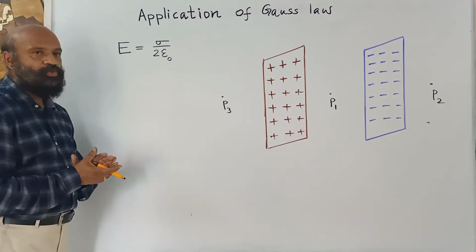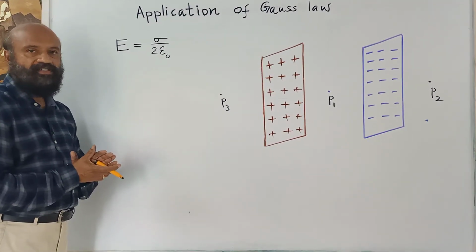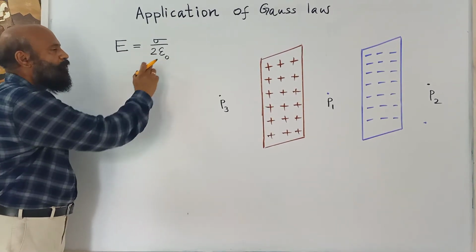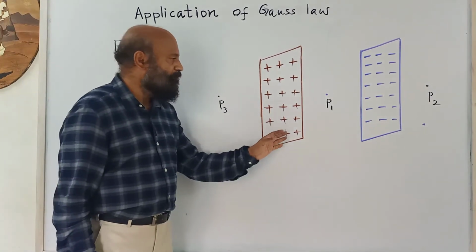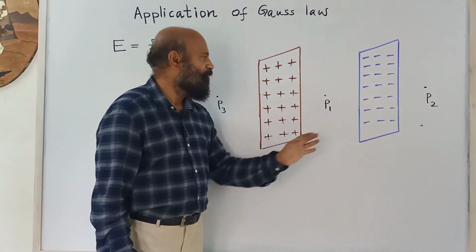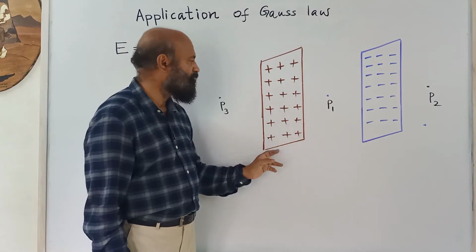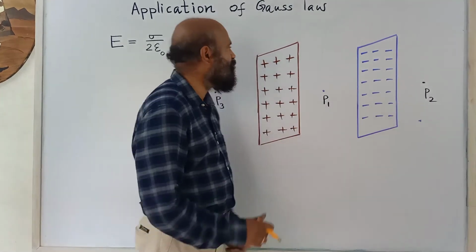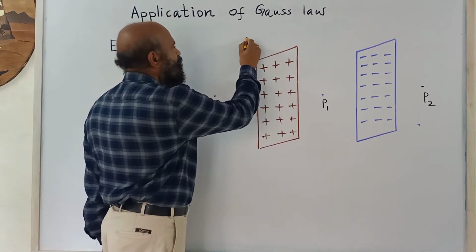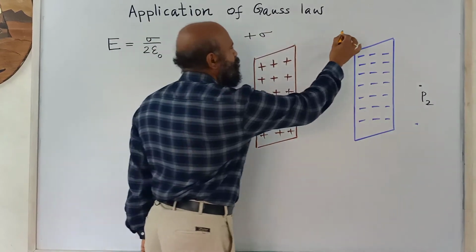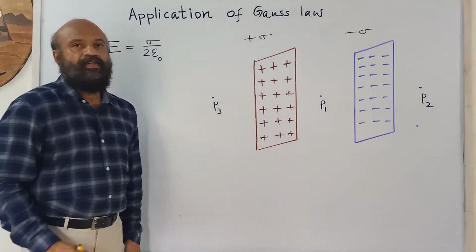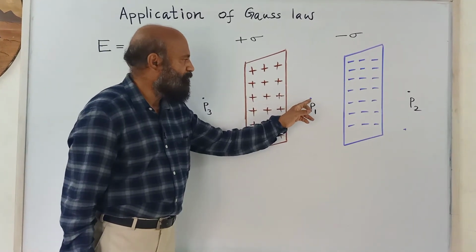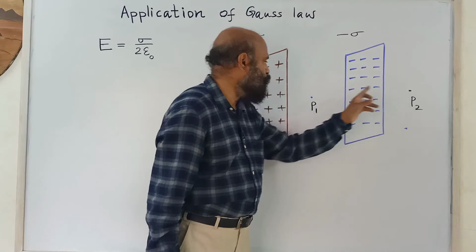Electric field due to a single charged infinite sheet is given by this relation: E is equal to sigma divided by 2 epsilon 0. Now here there are two charged infinite sheets. One is positively charged, the other one is negatively charged. That means here charge density is plus sigma, here it is minus sigma. Now we have to find out the electric field intensity at P1, P2, P3.